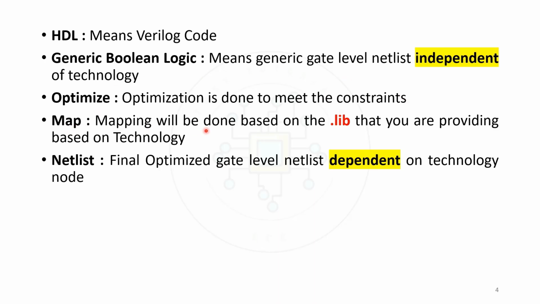Then mapping. Mapping will be done based on the dot lib that we are providing based on technology. So here this dot lib will be technology dependent. So here technology dependent gates will get inserted. So then we get the final netlist, which is finally optimized gate level netlist, that is dependent on the technology node. So depending upon the technology, we get final gate level netlist.